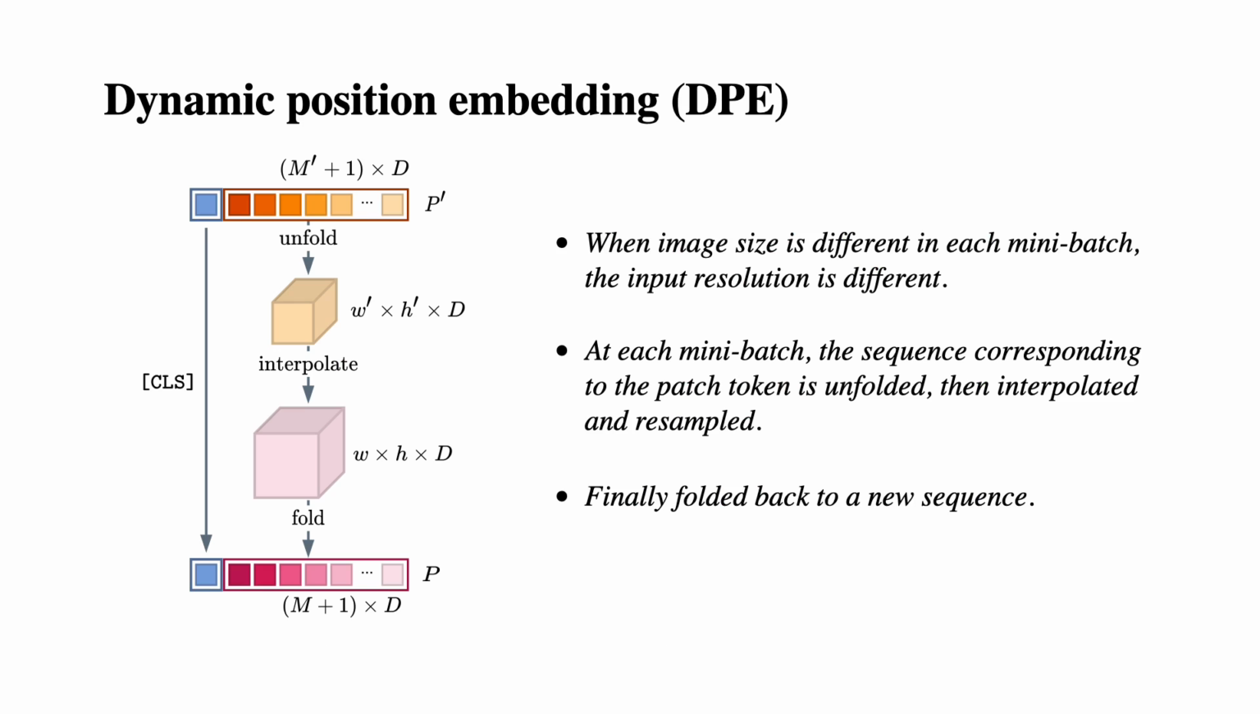When image size is different in each mini-batch, the input resolution is different. How can embedding change size while being learnable, that is, maintained across mini-batches? We address this inconsistency by representing the position embeddings by a learnable matrix. At each mini-batch, the sequence corresponding to the patch tokens is unfolded, then interpolated and resampled, and finally folded back to a new sequence. We call this method dynamic position embedding.